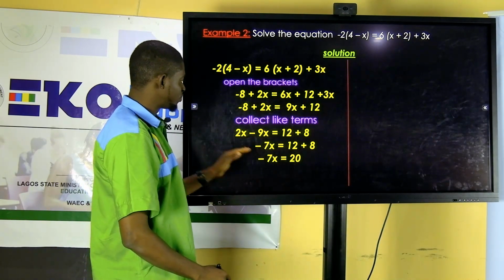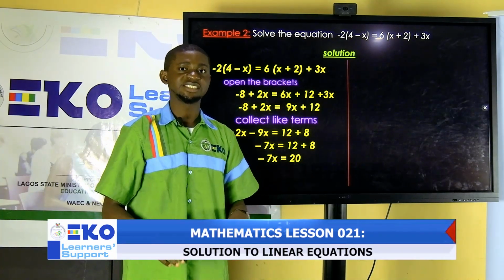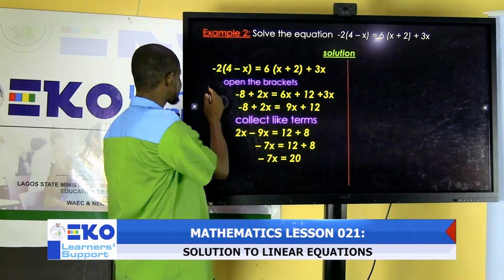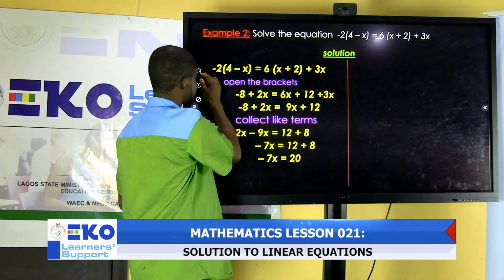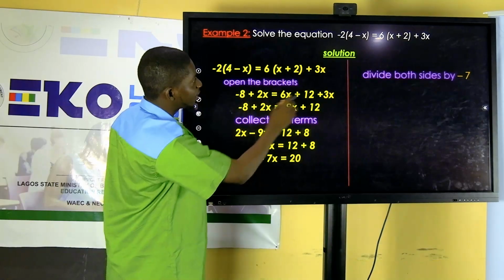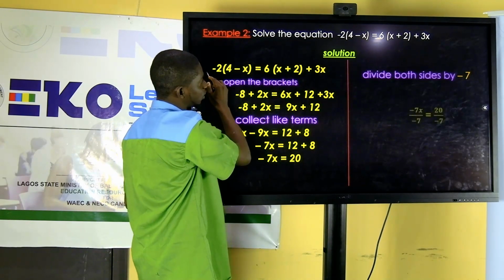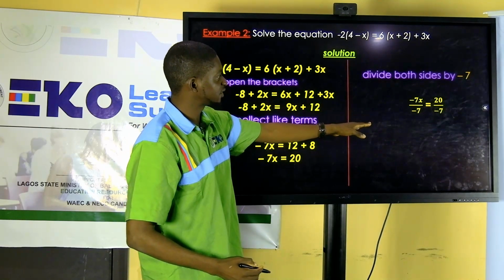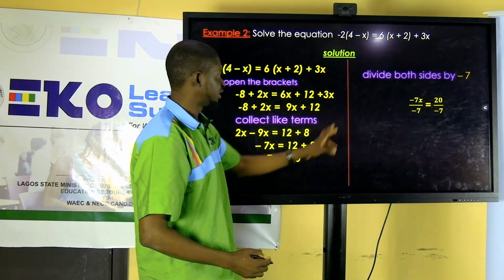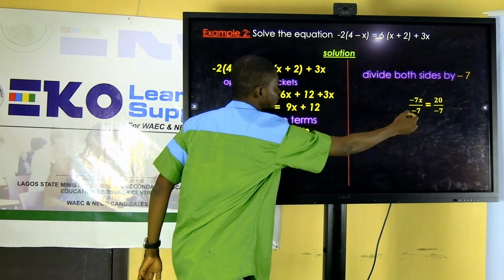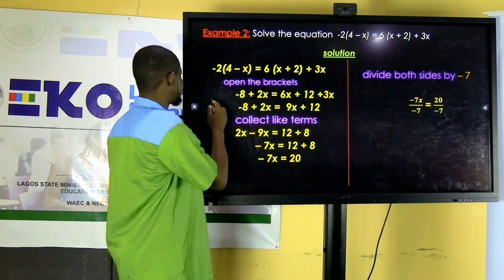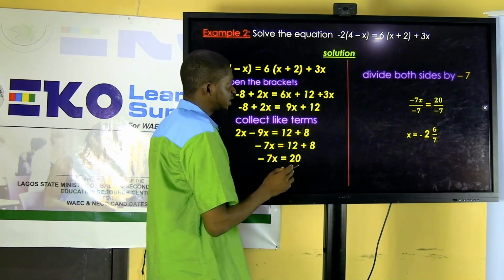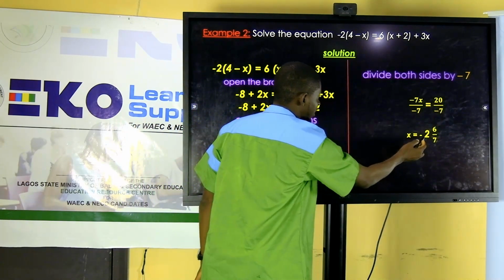Yes, we divide both sides of the equation by negative 7, because negative 7 is the coefficient of x. So we do that, dividing both sides by negative 7, and it becomes this. Yes, negative 7x divided by negative 7 is equal to 20 divided by negative 7. Remember, this 7 will cancel out. Then we are going to be left with x equals 20 divided by 7, which is this one, minus, we have minus.